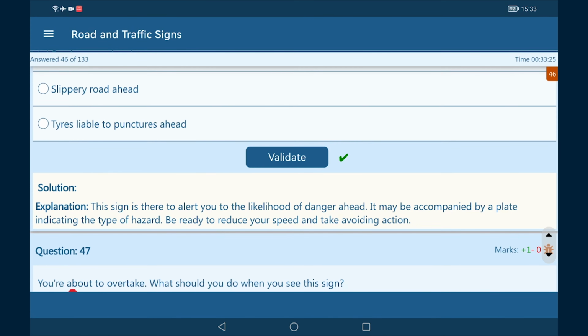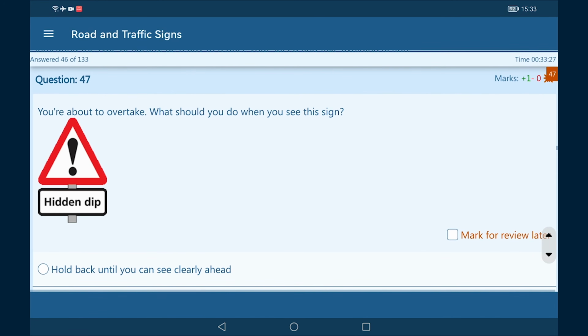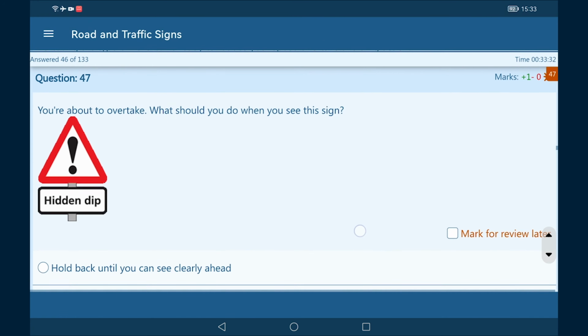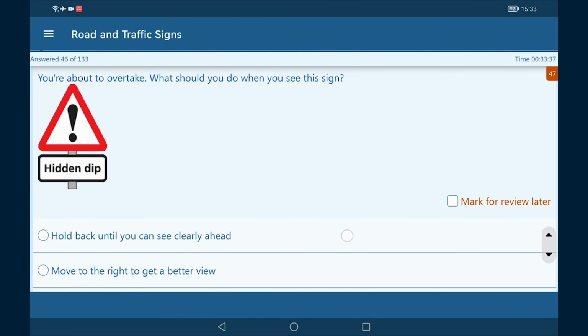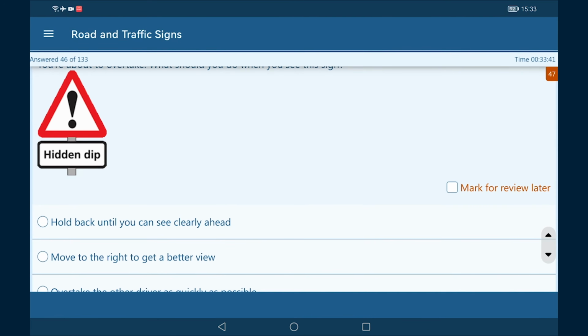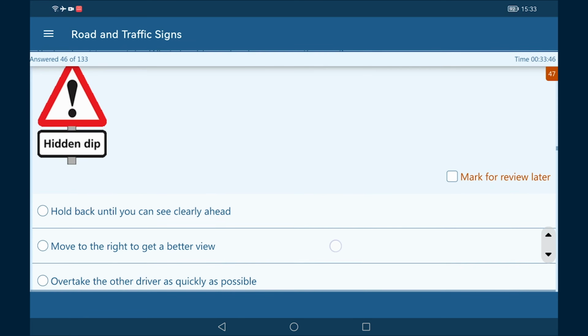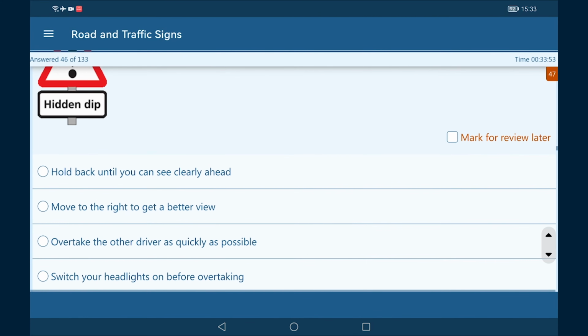Question 47. You're about to overtake. What should you do when you see this sign? Option 1, hold back until you can see clearly ahead. Option 2, move to the right to get a better view. Option 3, overtake the other driver as quickly as possible. Option 4, switch your headlights on before overtaking. The correct answer is Option 1, that is, hold back until you can see clearly ahead.